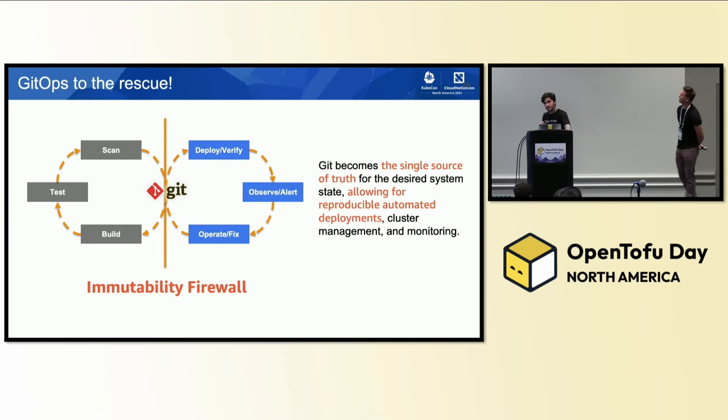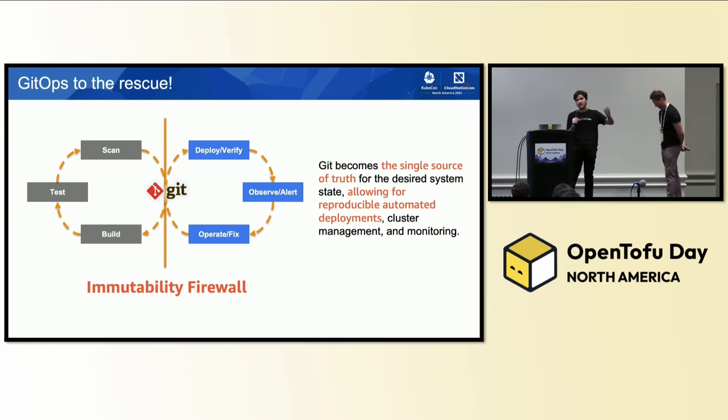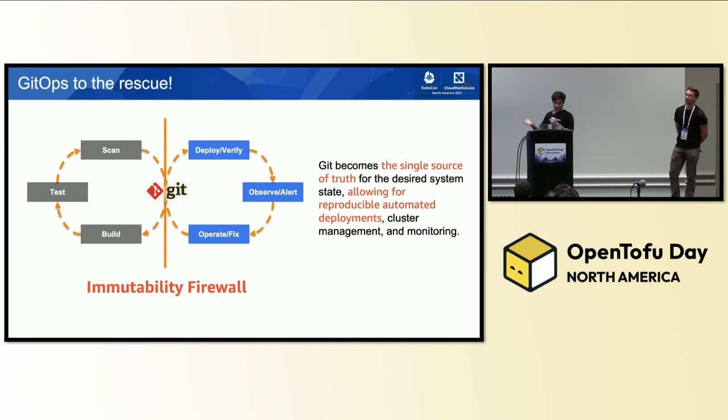For those who don't know what GitOps is, it's a deployment pattern where we have the repository becoming the single source of truth. Whatever we push to the repository is reflected within our cluster. And the other way around is true as well. Whatever we change in our cluster, if we have declared it in the SCM repository, will be reverted back to what we have in the repository. This is what we call an immutability firewall, because nothing gets deployed in my cluster if it's not from my Git repository, my SCM repository.